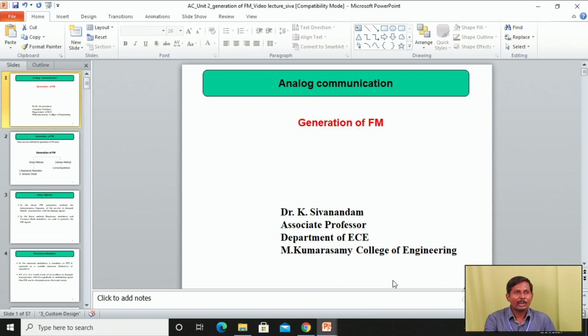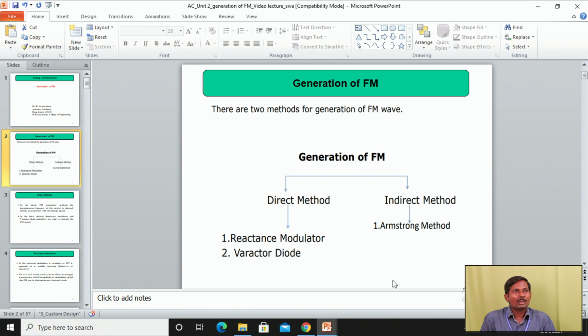In this session, we are going to discuss generation of FM in analog communication subject. There are two methods of generation of FM wave. One is the direct method, another one is the indirect method. The direct method is classified into two categories: one is the reactance modulator, another one is the varactor diode. The indirect method is the Armstrong method.